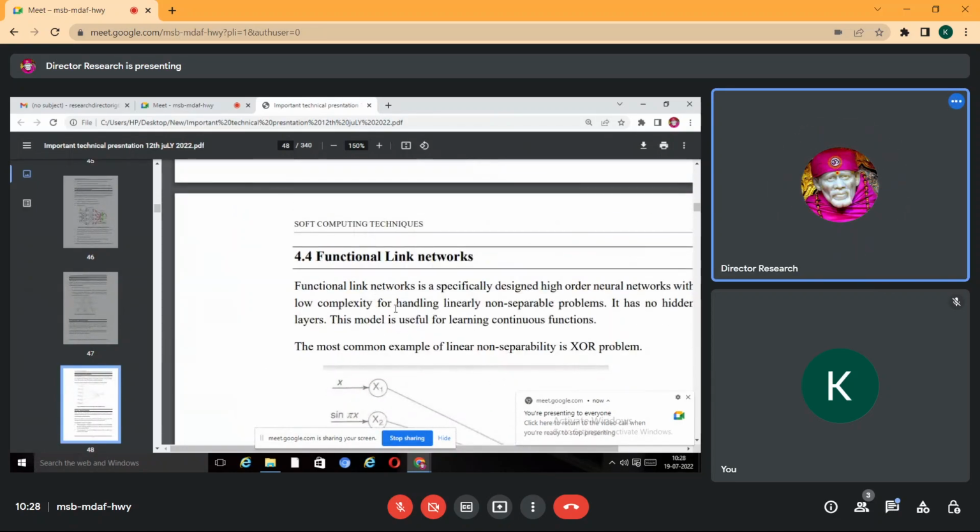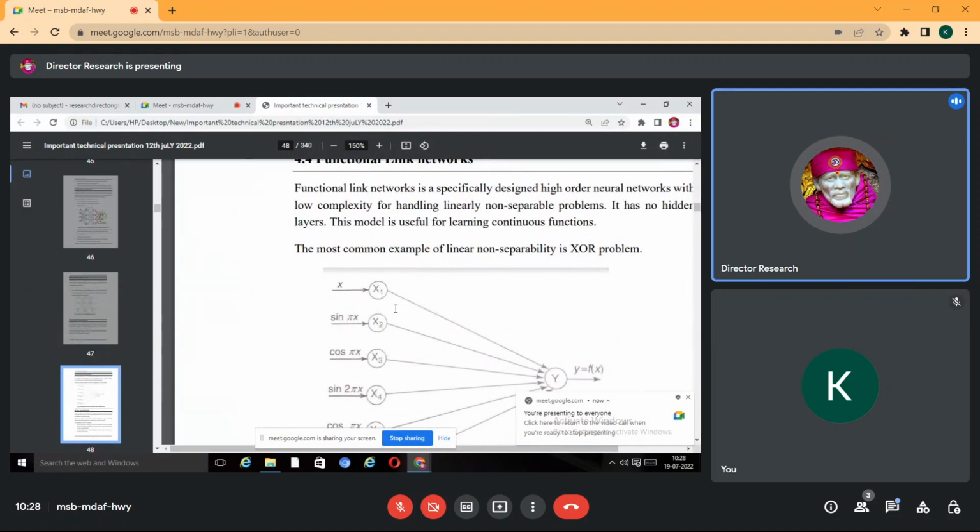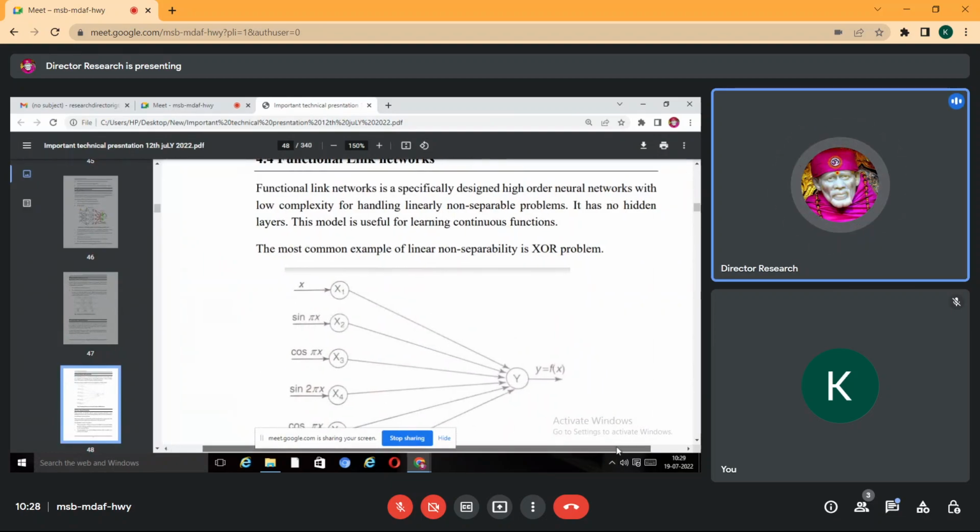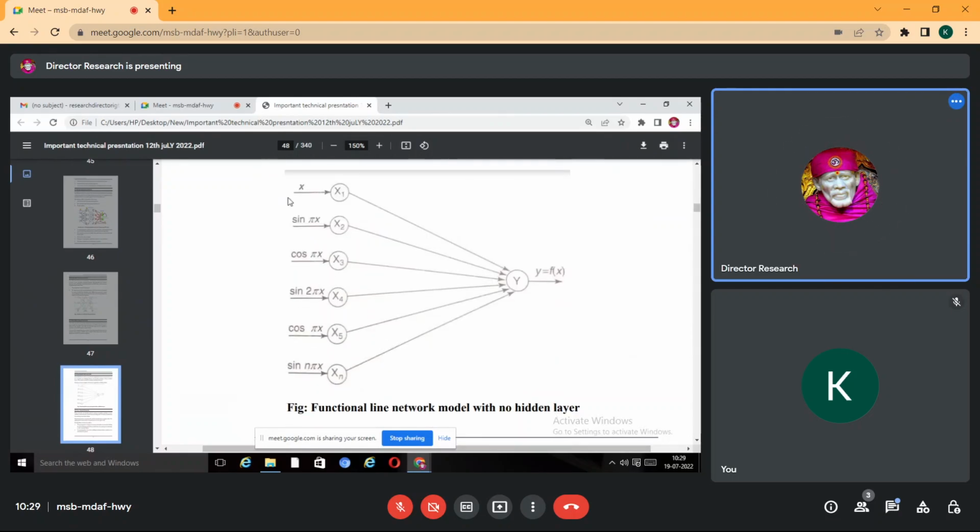Functional link networks. A functional link network is a specially designed high order neural network with low complexity for handling linearly non-separable problems. It has no hidden layers. This model is useful for learning continuous functions. The most common example of a non-separable function is the XOR problem. x, sin pi x, cos pi x, sin 2 pi x, cos 2 pi x, sin n pi x, like that.